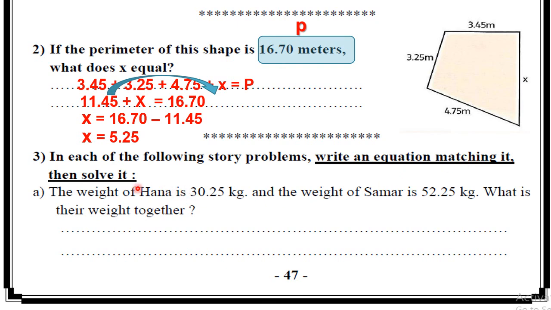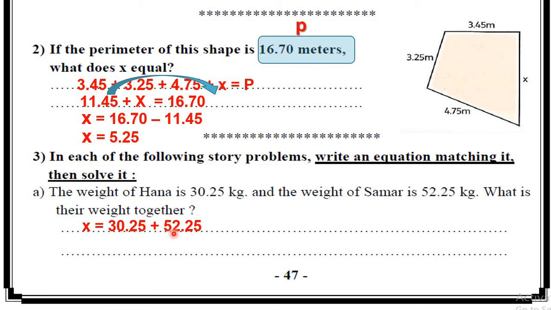In number 3, in each of the following story problems, write an equation matching and then solve the equation. Letter A, the weight of Hannah is 30 and 25 hundredths kilograms and the weight of Summer is 52 and 25 kilograms. What is their weight together? Their weight together means we're going to add. So here in our question, we need to write an equation, then solve the equation. Here the weight together will be x, our variable.